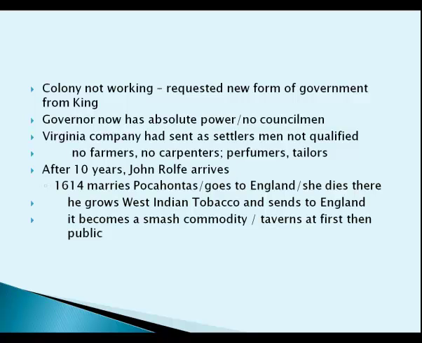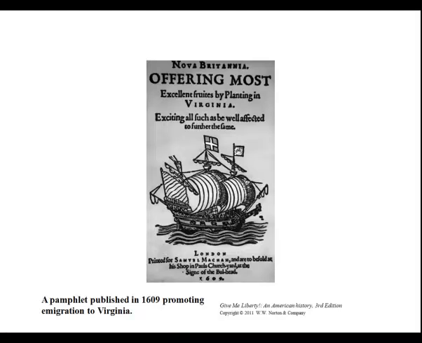Well, in 1614, John Rolfe, who had arrived after 10 years. They go to England, and she dies there. But meanwhile, he's combining West Indian tobacco with the Spanish tobacco and starts sending it to England. And it becomes a smash commodity hit. At first, it was just served in taverns, and then it became public.